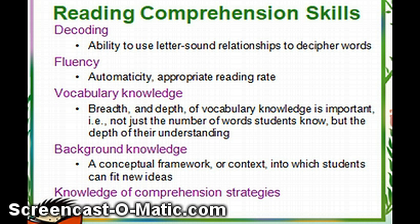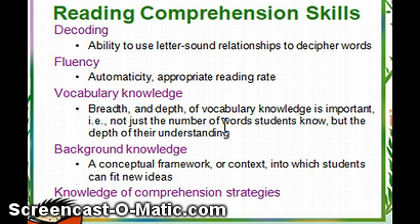The second thing is fluency, okay? An appropriate reading rate. How fluent we are in reading the text. Vocabulary knowledge. It's one of the important things, but it's not everything. Breadth and depth of vocabulary knowledge is important.